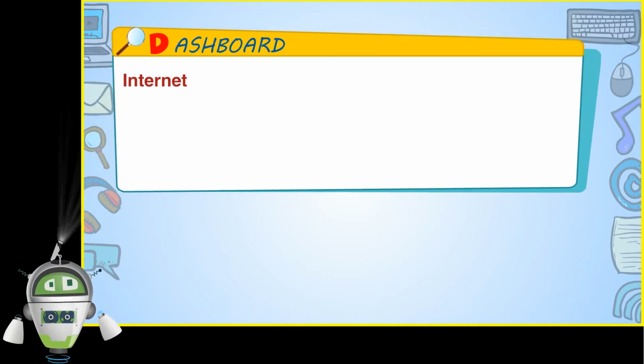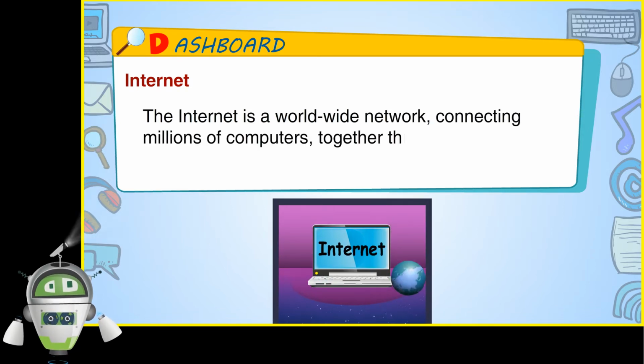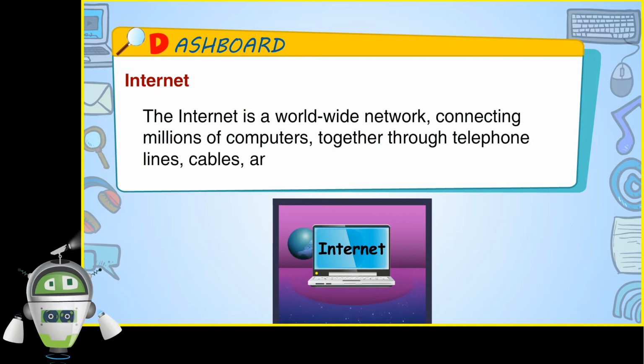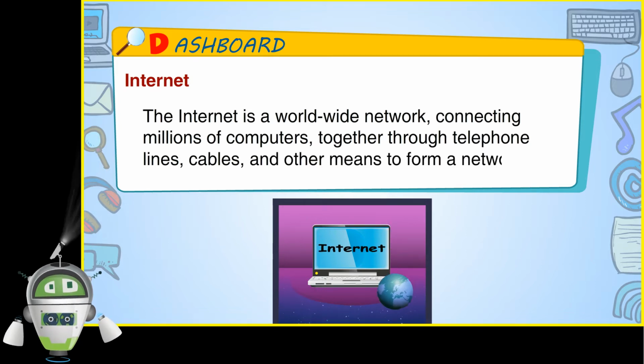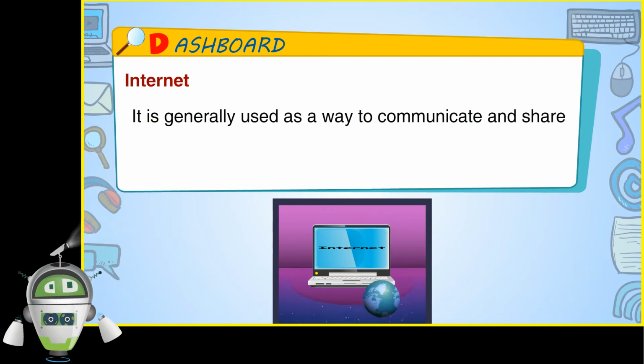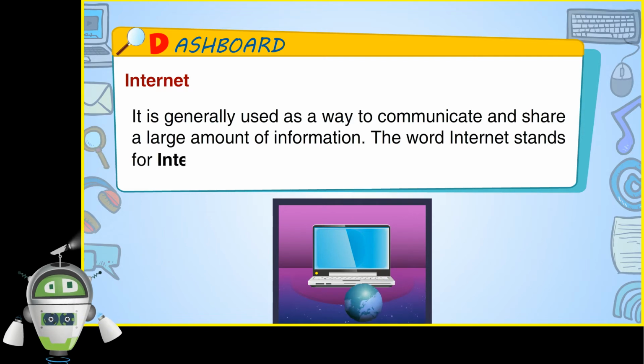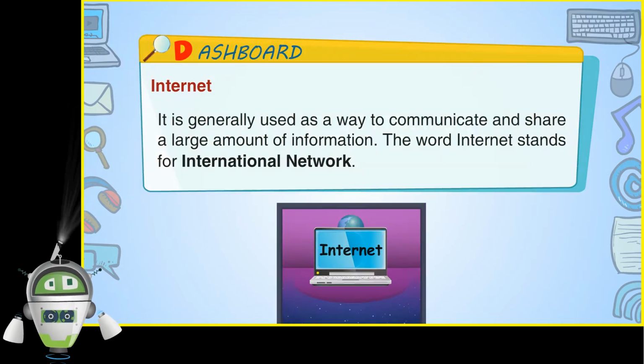Internet. The internet is a worldwide network connecting millions of computers together through telephone lines, cables, and other means to form a network. It is generally used as a way to communicate and share a large amount of information. The word internet stands for international network.